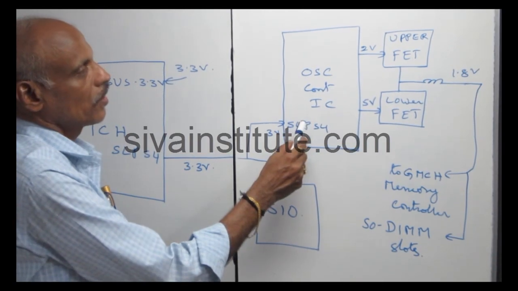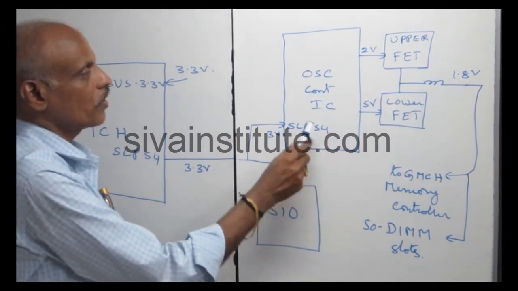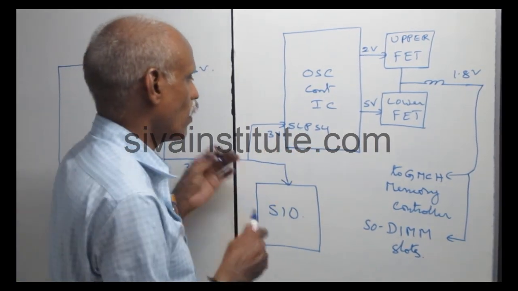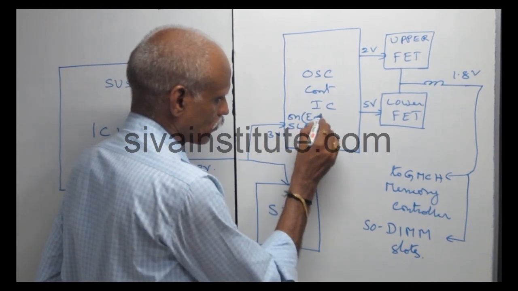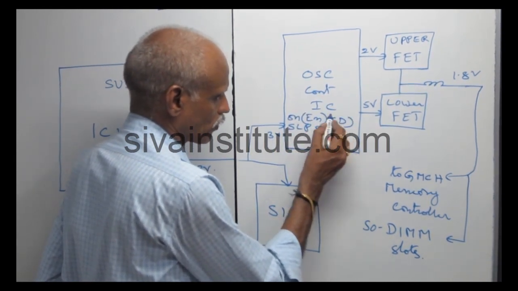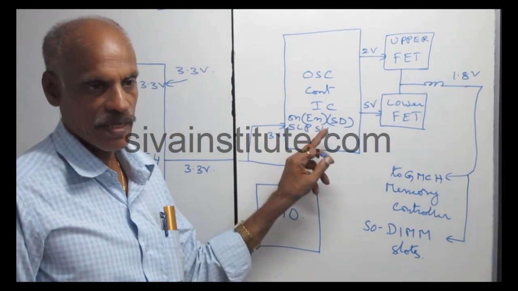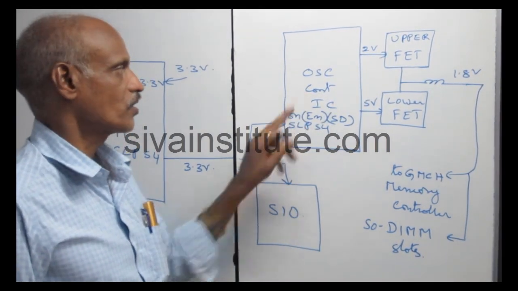This is a 1.8 volts regulator controller IC. When this command 3 volts comes to this pin, this is the on pin, or enable pin, or shutdown pin. These names will come here: on, enable, shutdown. When this voltage comes to this IC, it starts function.